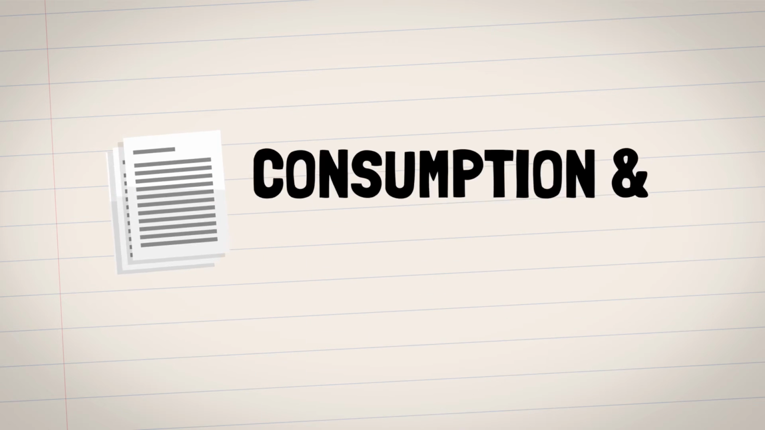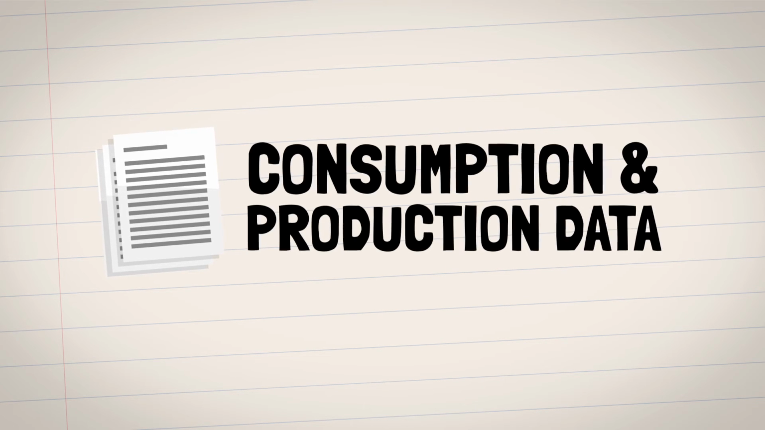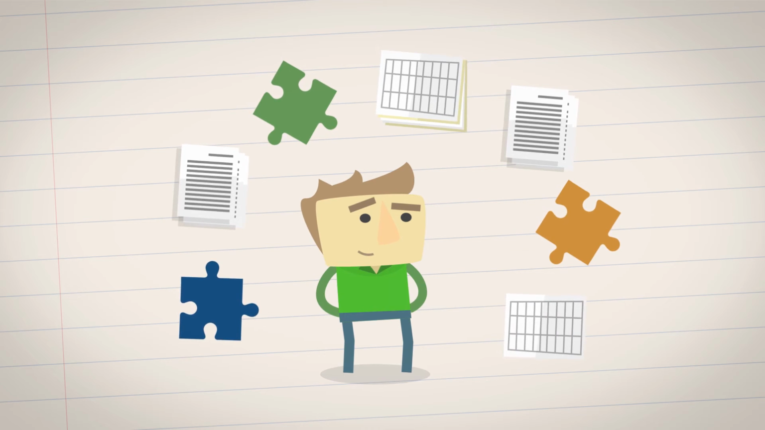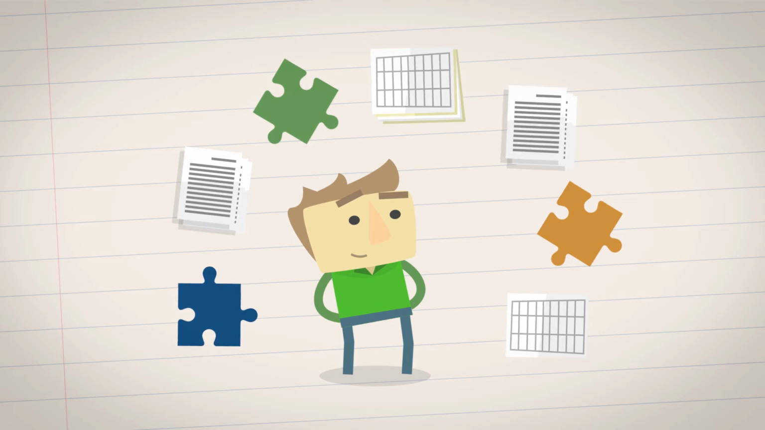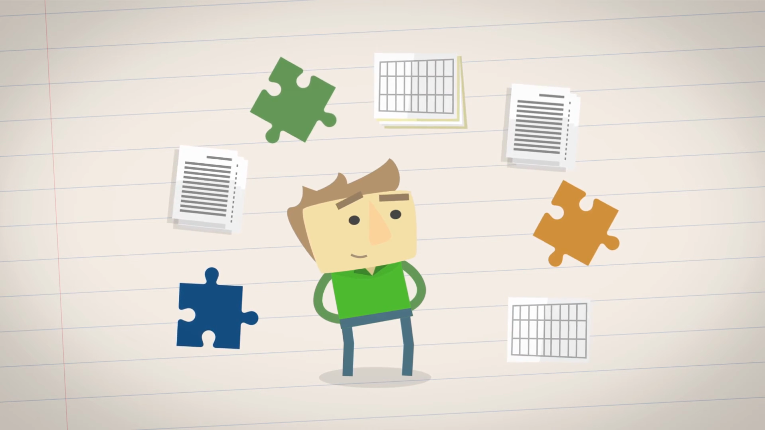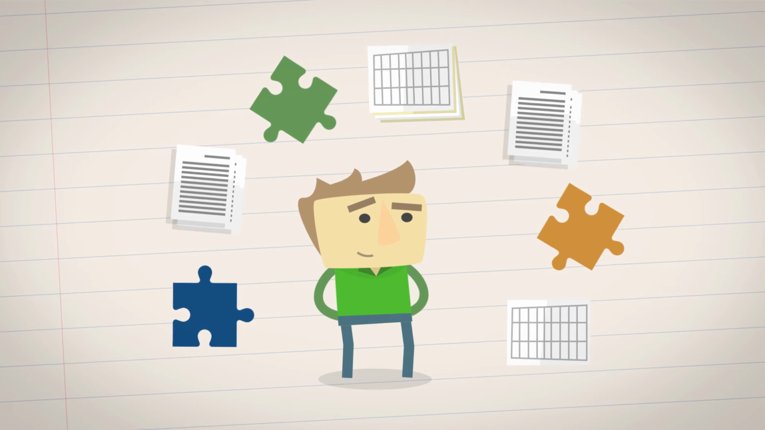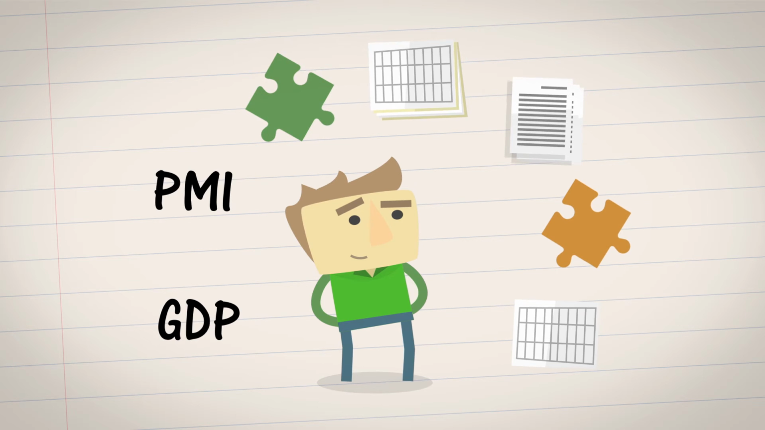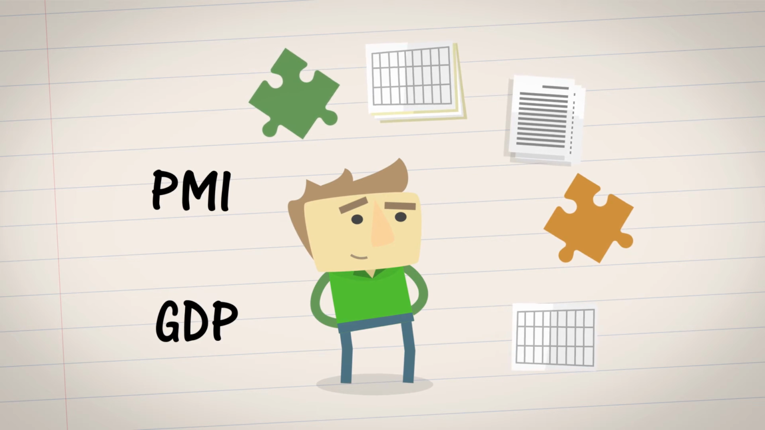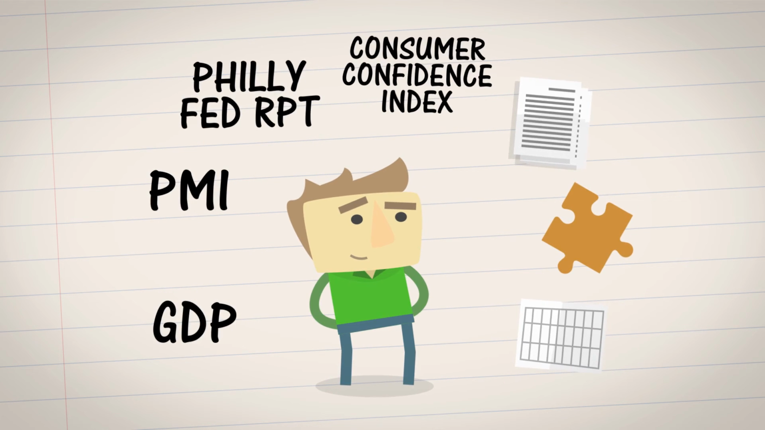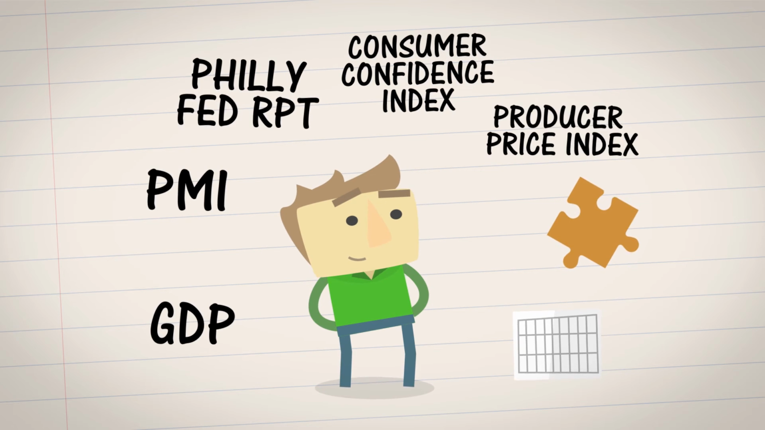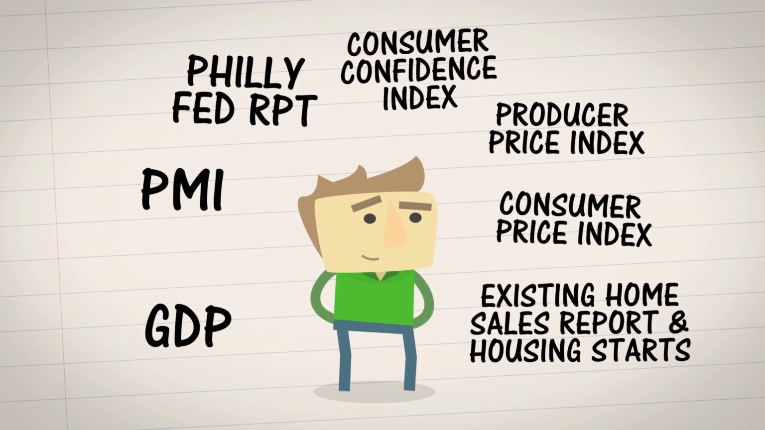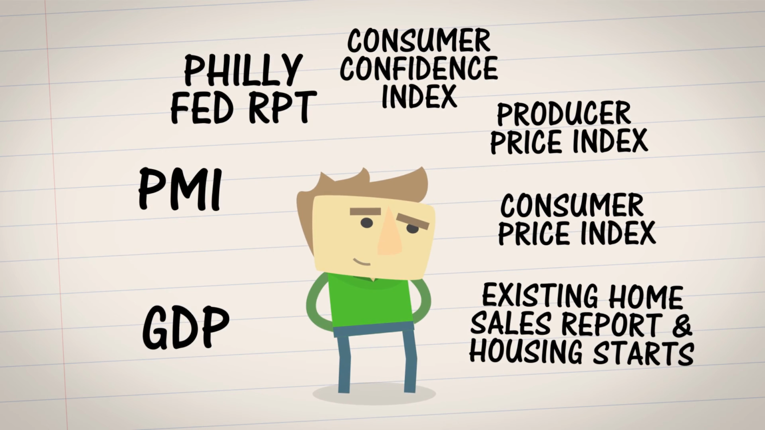Finally, there's consumption and production data. There are various reports that measure different aspects of consumption and production, so it's up to the savvy investor to piece it all together. Some examples include the Gross Domestic Product, or GDP, Purchasing Managers' Index, or PMI, Philly Fed Report, Consumer Confidence Index, Producer Price Index, Consumer Price Index, and the Existing Home Sales Report and Housing Starts.